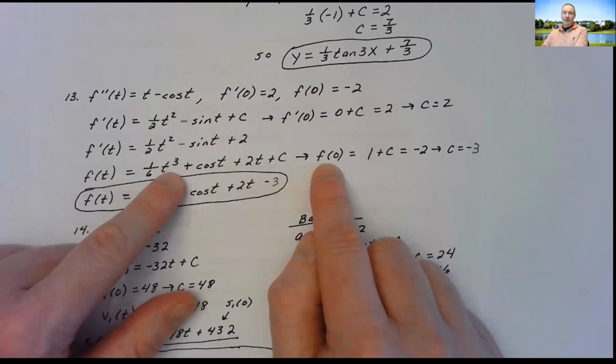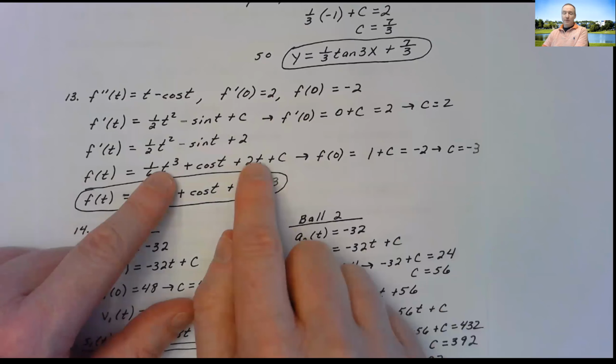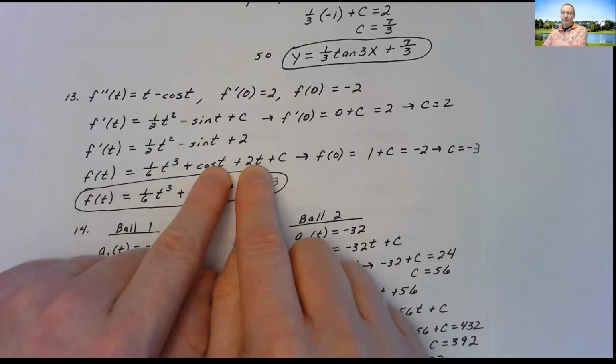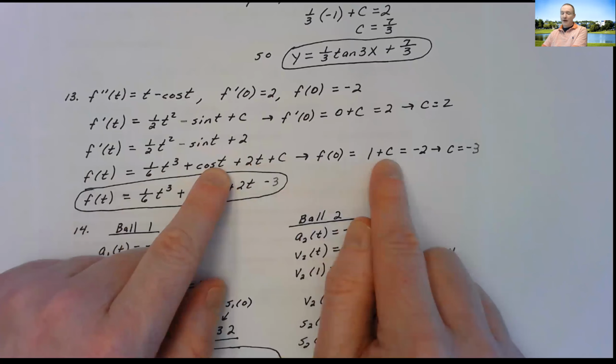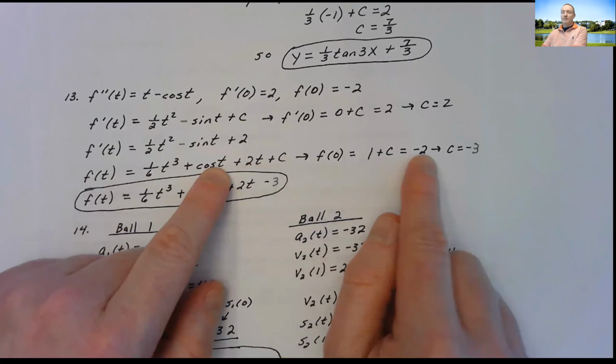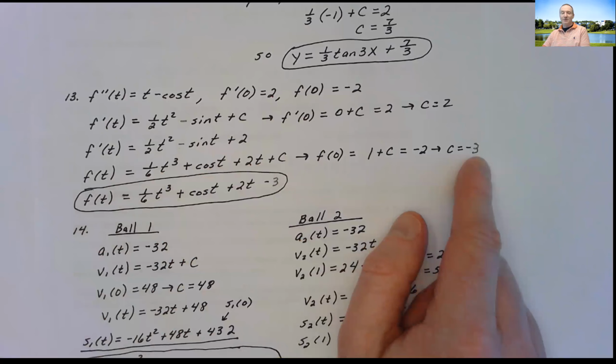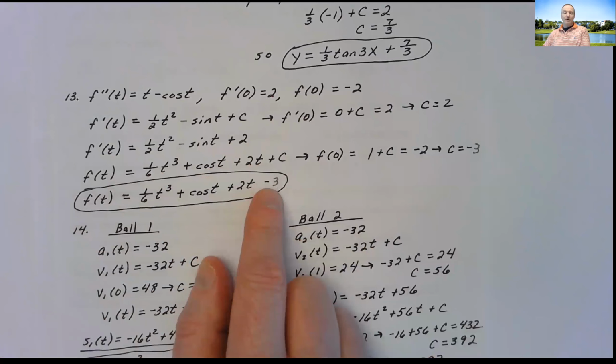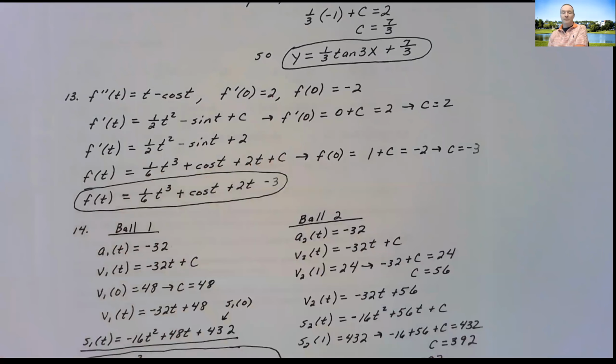We know that the original function evaluated at 0 is supposed to be -2. So if you plug a 0 into this function, the first and third term would become a 0, but the cosine of 0 is 1. So f of 0 is going to give me 1 plus c, and I know that 1 plus c has to equal -2. Well, if I subtract 1 on each side, I'll see that the constant of integration is -3 here. So then I can plug that -3 into my function and get my original function that satisfies this second derivative and all criteria given in the original conditions: 1/6 t cubed plus the cosine of t plus 2t minus 3.